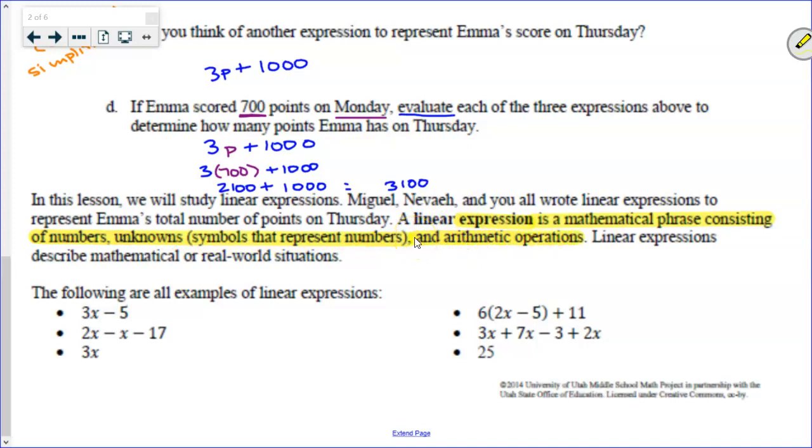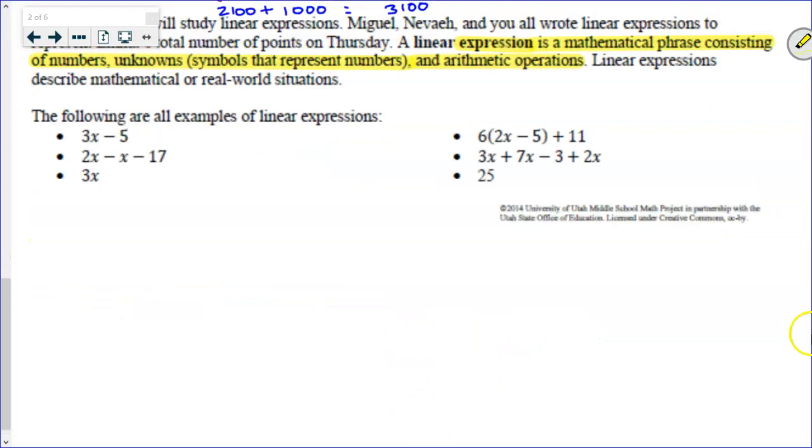What's your official definition of an expression? A mathematical phrase. Usually I say it's a mathematical sentence. A mathematical sentence that combines numbers, variables, so that's our unknowns. They're symbols that represent numbers, and various operations, connecting them together with operations. Linear expressions often can describe mathematical or real-world situations. And here are some examples of some linear expressions. Some of them are simplified and some of them are not, but these are all examples of linear expressions.